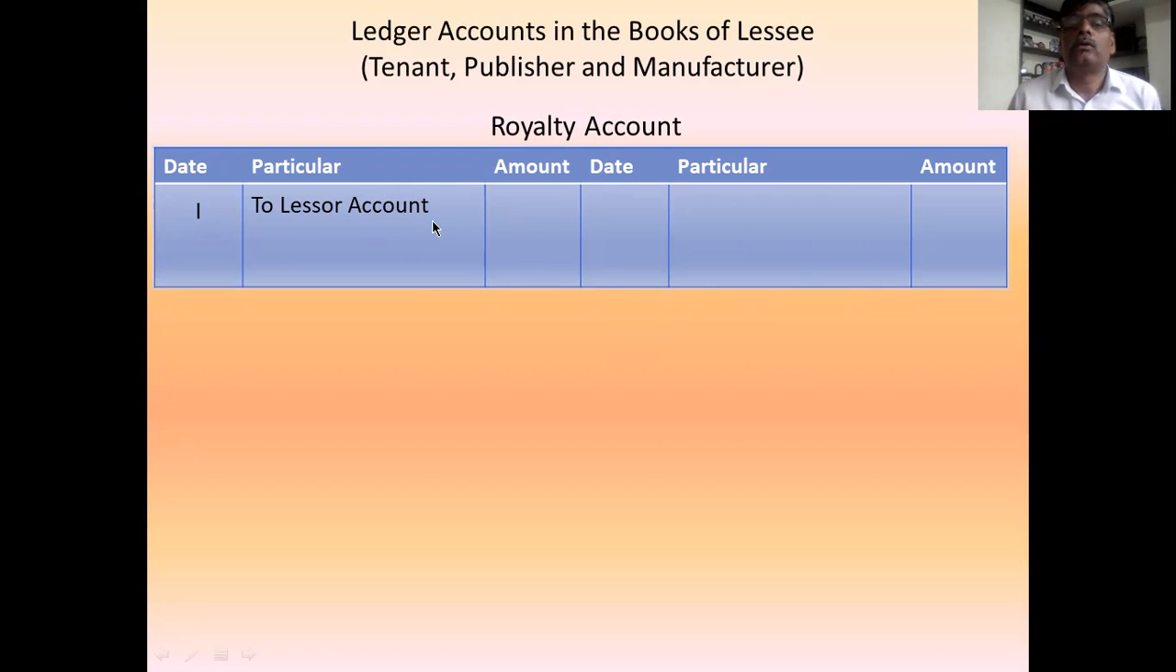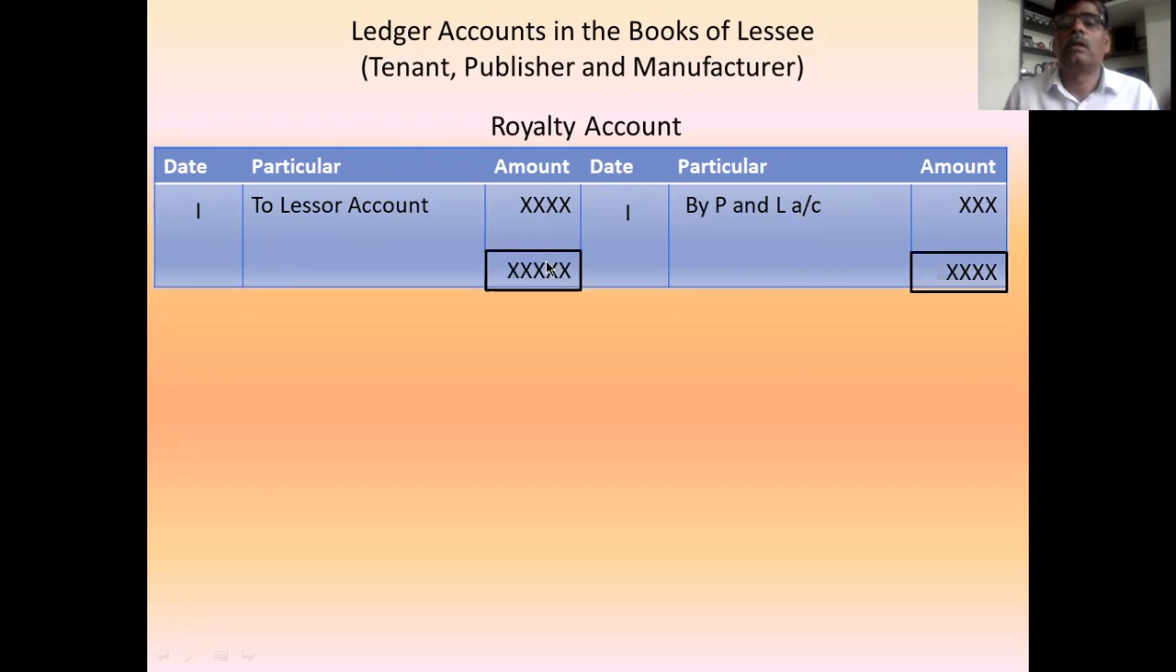And the second account, you see here. You write the year and date, to lessor, amount; year and date, by P&L account, amount. Like this, to lessor account, by P&L. Always you write these two words. Debit side to lessor, credit side by P&L. Amount is from the royalty column, on both sides. Take the total. One year completes. In this way, you continue the process till the completion of all the years. This is the royalty account format, one year example.